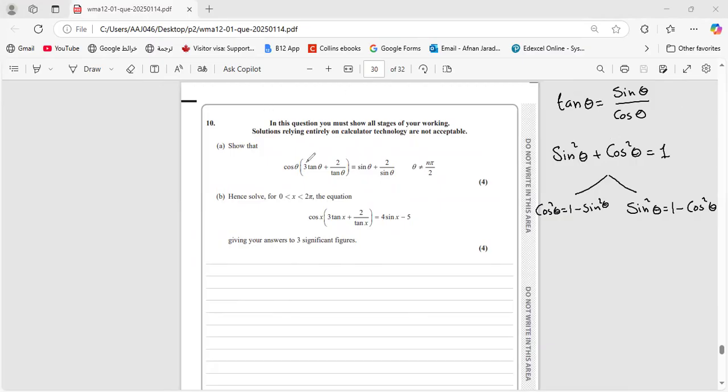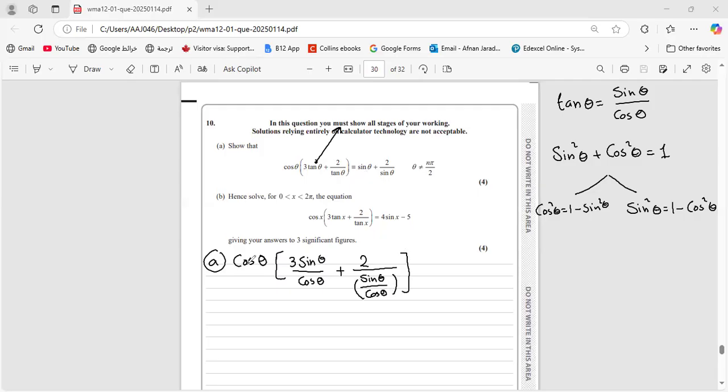Show that cosine theta multiplied by 3 tan plus 2 over tan is equivalent to this one. So here I have only one identity, which is about tan. Tan equals sine over cosine. So you will start with cosine theta multiplied by 3 multiplied by sine theta over cosine theta plus 2 over tan theta here, which is also sine theta over cosine theta.